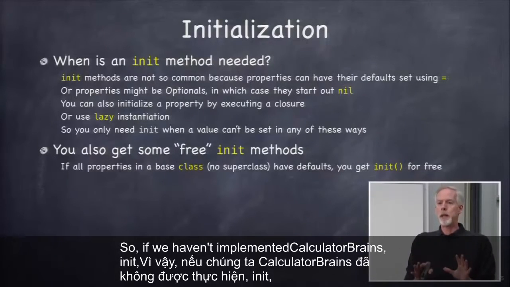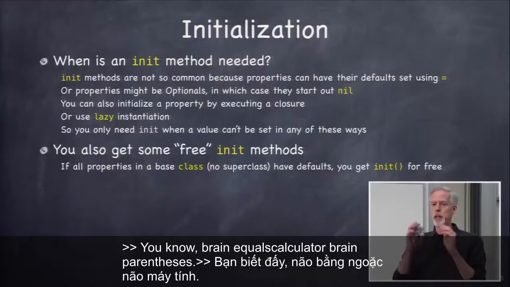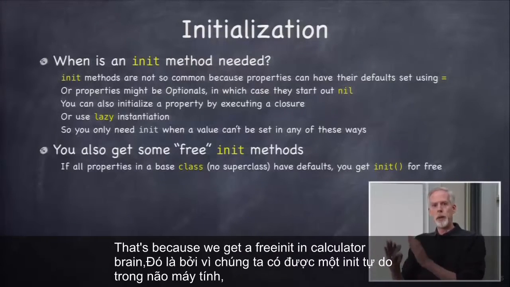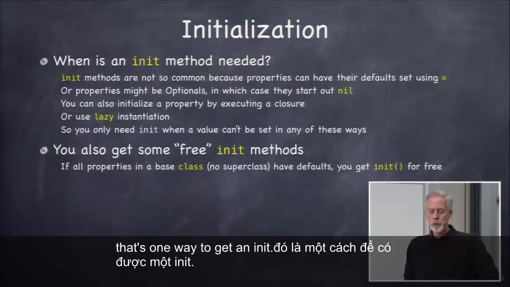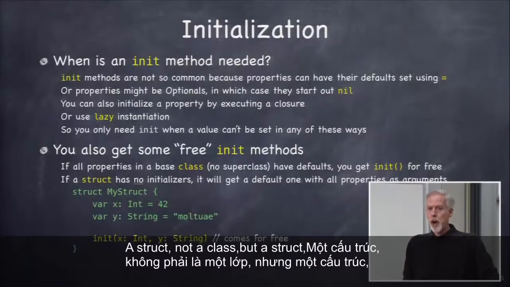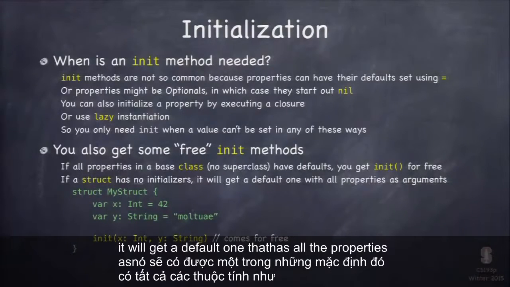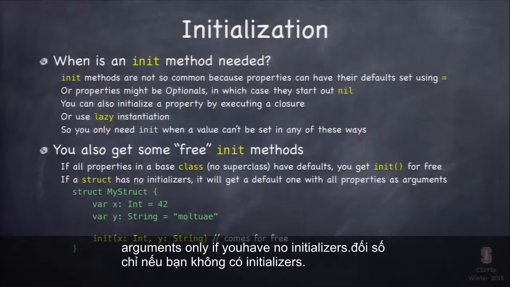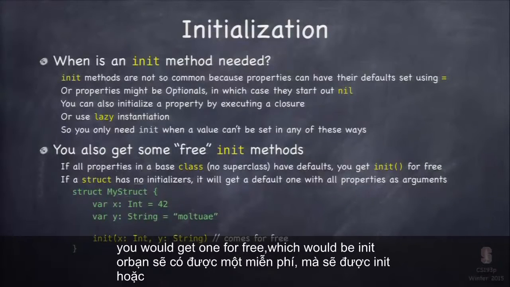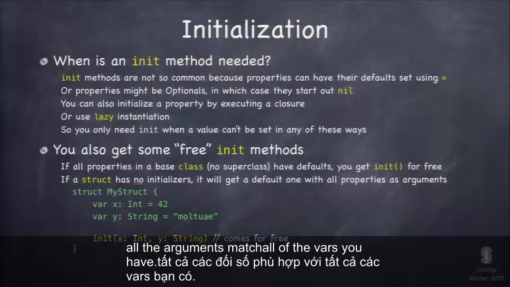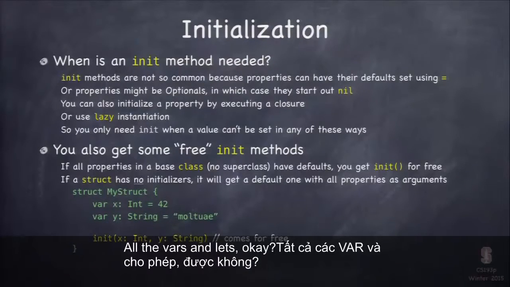So if we hadn't implemented calculator brain's init, we still could have said brain equals calculator brain parentheses. That's because we got a free init in calculator brain, because we initialized all our defaults using equals something. So that's one way to get an init. A struct, not a class, will get a default one that has all the properties as arguments, only if you have no initializers. So if you had a struct and you gave it no initializers, you would get one for free, where all the arguments match all of the vars and lets you have.